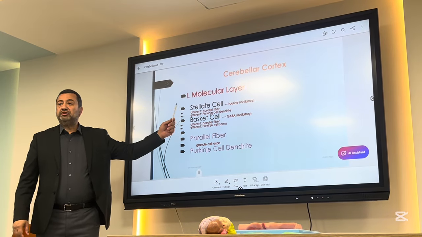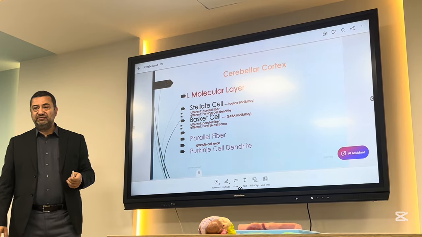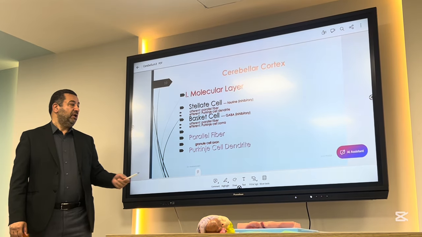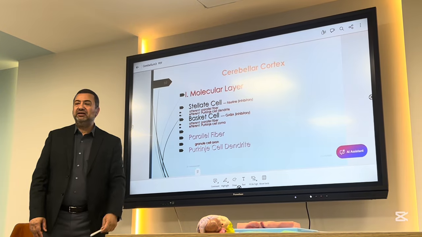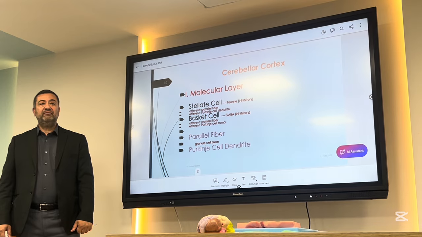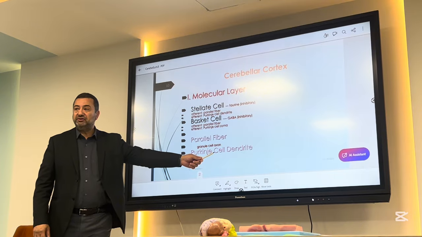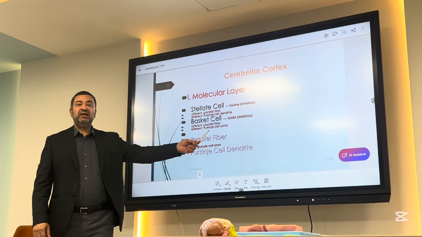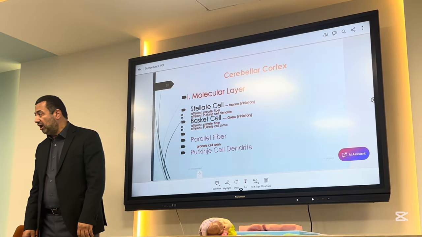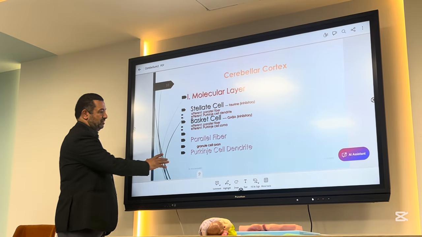In the molecular layer, I told you there are stellate cells that have inhibitory neurotransmitters. Basket cells are inhibitory. Parallel fibers and Purkinje cell dendrites. I told you the density of neurons in the molecular layer is very low because there are dendrites of the Purkinje cells and parallel fibers. What's the parallel fiber? Axon of granular cell.